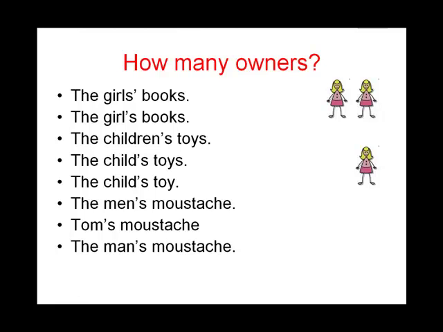I'm using here a lot of irregular plurals so that you make a note and you review these. The men's mustache. Men is plural, but still we use apostrophe S. Tom's mustache. Tom apostrophe S. No problem, quite easy this one. And the man's mustache. Man here is singular, so apostrophe S.